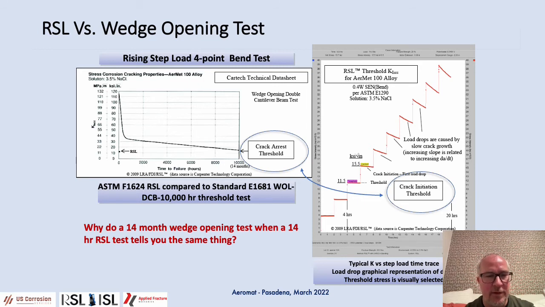So with the step loading method, we're able to find in a matter of 20 hours how long it took to determine the crack initiation threshold for this particular alloy, which is Aeromat22. And this testing was performed in a saltwater solution. In comparison with the traditional E1681 wedge opening load test, it took almost 10,000 hours to determine the threshold, so 14 months. So why would you do something in 14 months when you can use a sub-size specimen in the step loading method to tell you the exact same thing?